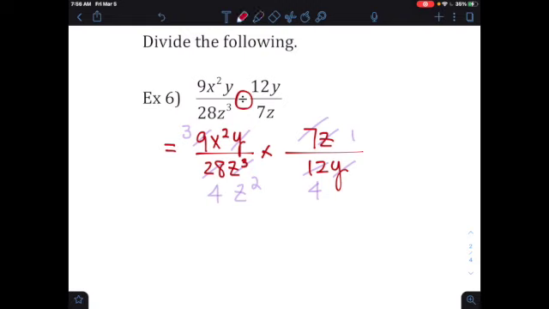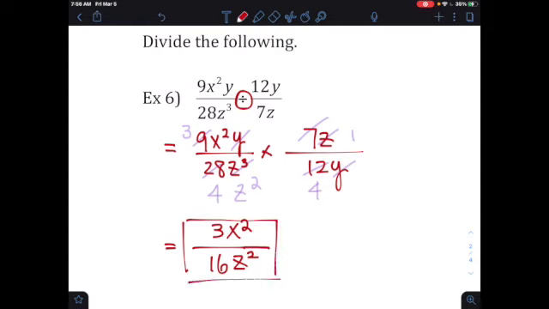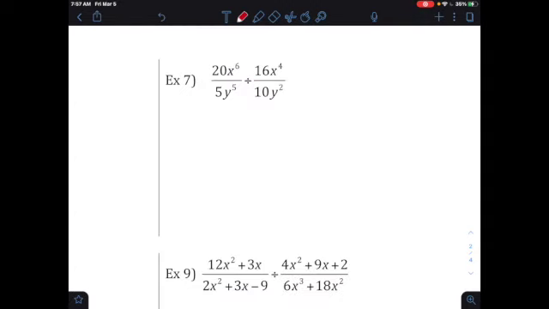Then if I combine them, which is multiply across, that's going to be 3 times x squared over 16z squared. Now I notice when I check, there's nothing on top and bottom that they have in common, so I'm done canceling, and there is my answer. For example number 6, 3x squared over 16z squared. Go ahead, try example number 7 yourself.